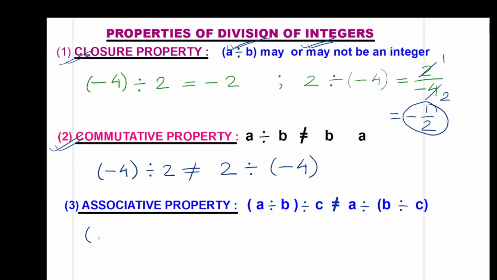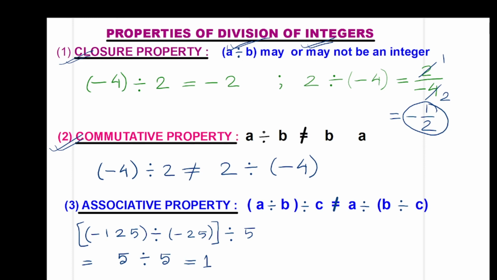Again, suppose minus 125, if we divide by minus 25 first, then if we divide by 5, what answer will we get? Minus 125 divided by minus 25 gives us 5, and 5 divided by 5, the answer we get is 1.